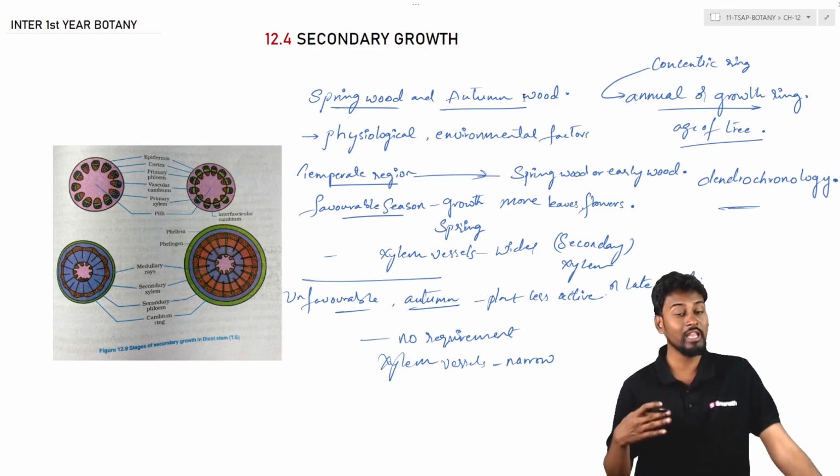You have to remember that. And also, according to secondary growth, we learn about the annual rings, that is the spring wood and the autumn wood. And this is where we are going to study about the concentric rings and also the annual and the growth rings.